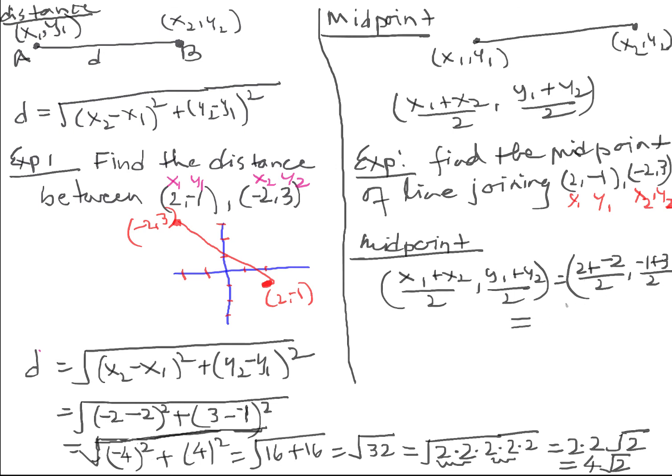You get 2 minus 2, right? 0 over 2, and the other is 3 minus 1 is 2 over 2. So the midpoint here is basically 0 and then 1. You can see that midpoint is that point, right? 0 and then 1. Alright, so this is how we find the midpoint of a line segment joining 2 points, and also the distance between 2 points.